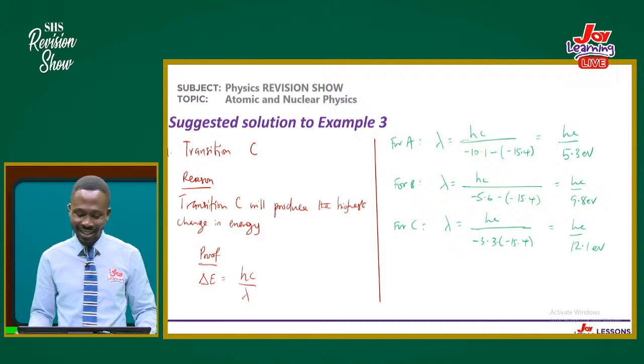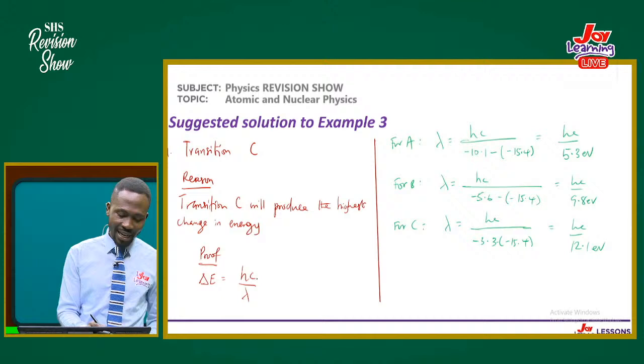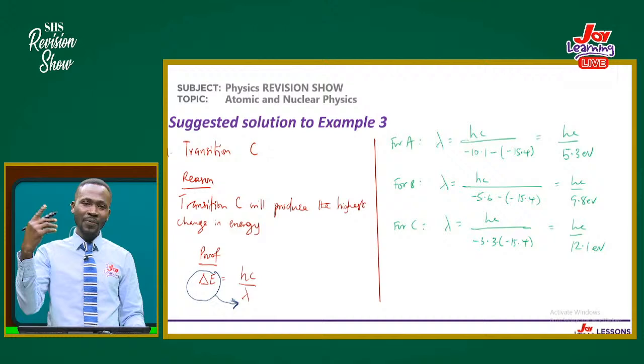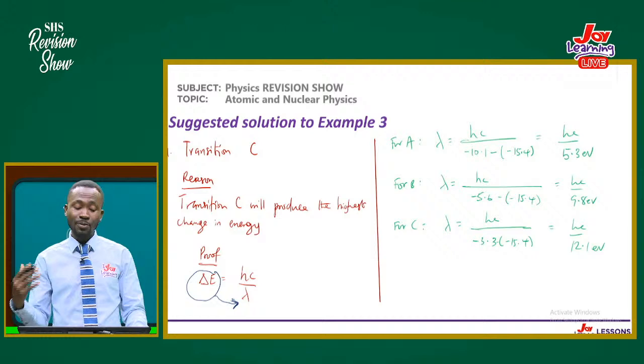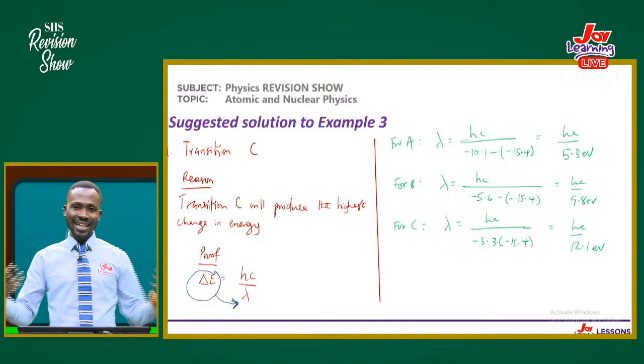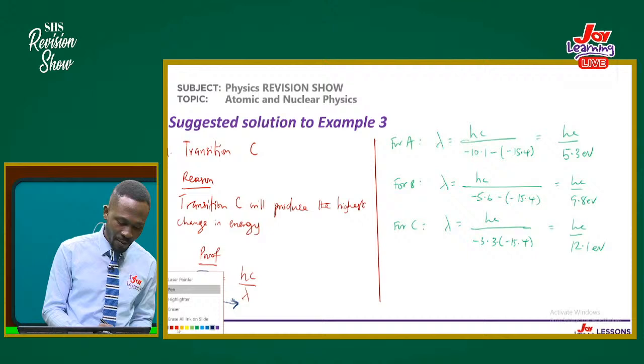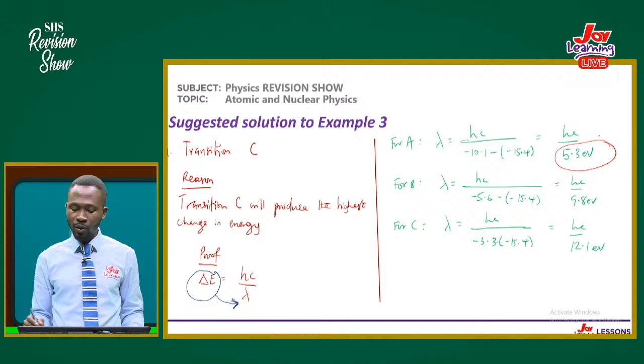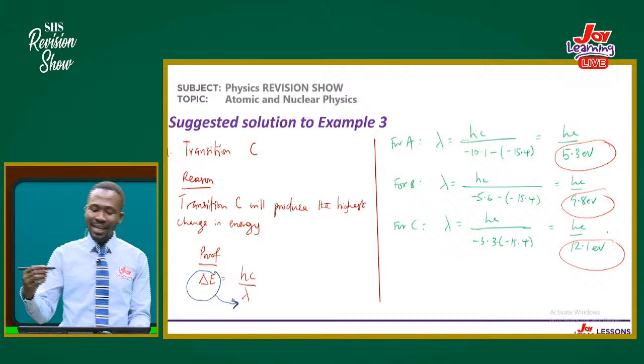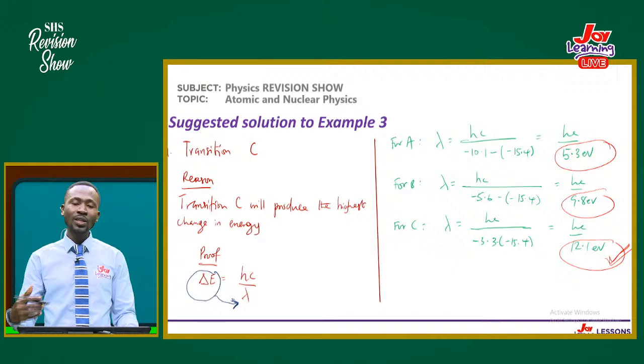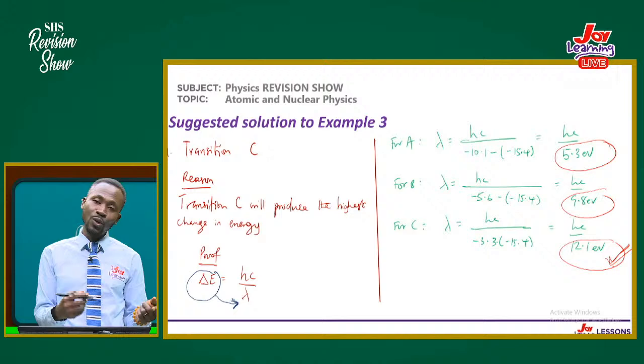All right. So from the formula, change in energy equals hc on wavelength, the change in energy is inversely proportional to the wavelength. Therefore, the higher the change in energy, the shorter the wavelength. So if he said that the reason for which transition C will give us the shortest wavelength is because it will produce the highest change in energy, that is true. If you pick the numerators to be hc, they are constants. Now, what is changing is the change in energy. For A, you're going to get 5.3 electron volt. For B, 9.8. And for C, 12.1 electron volt. So this is going to give us the highest change in energy. And because change in energy is inversely proportional to wavelength, this one will produce the shortest wavelength. Bravo, Joseph. I'm proud of you.